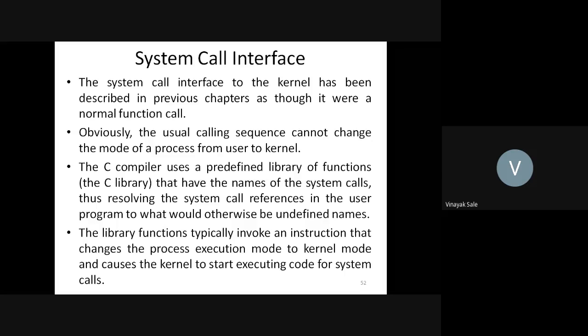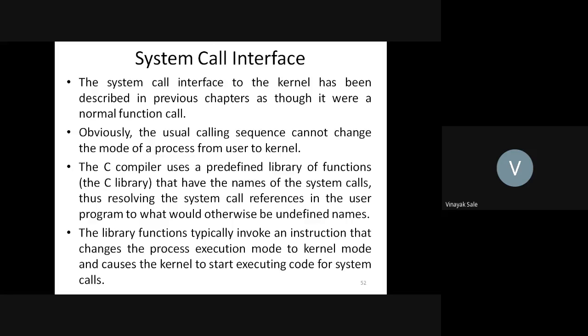Then first we will see the system call interface. The system call interface to the kernel has been described in the previous chapter, that is, in the fourth chapter we have seen the different types of system calls. So the usual calling sequence changes the mode of a process from user mode to kernel mode, or from kernel mode to user mode.